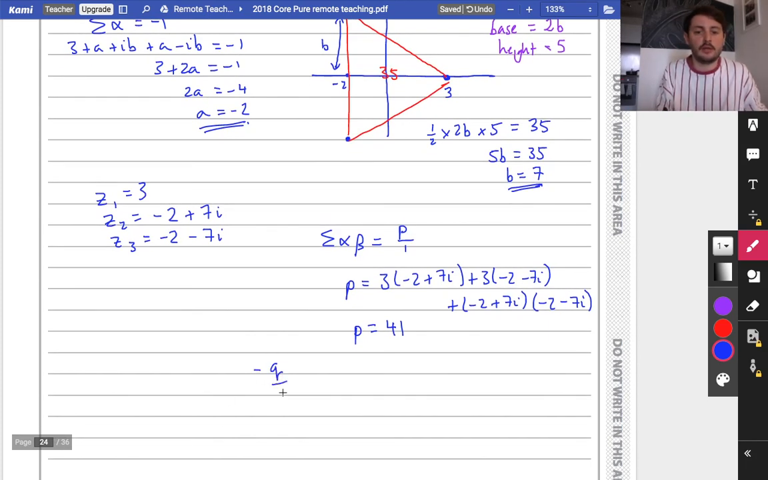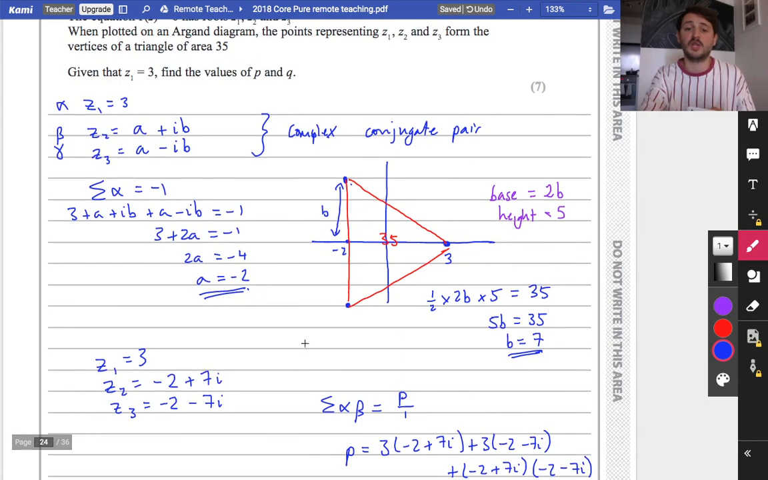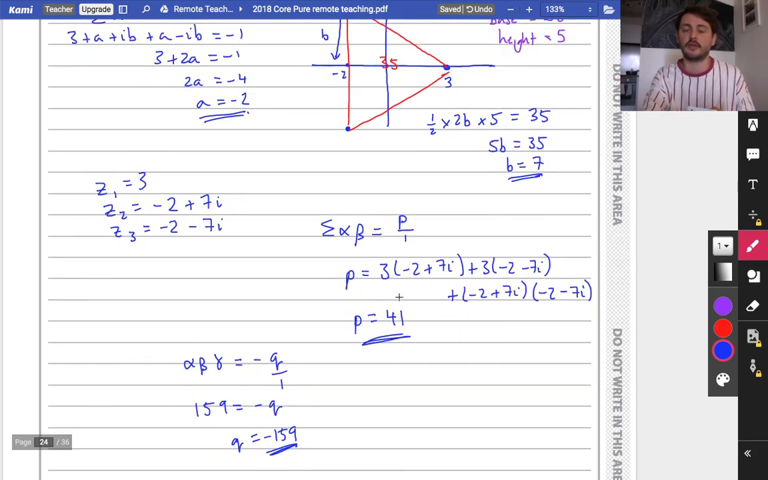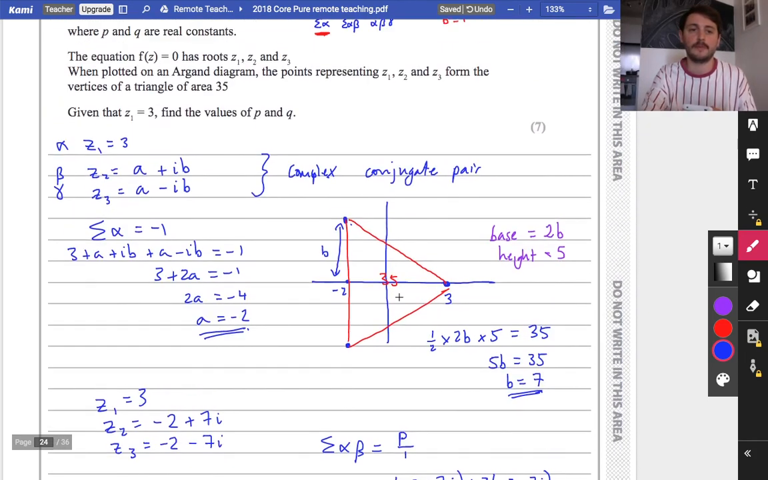So minus Q over 1 is the 3 roots being multiplied. Well, I've already got them stored, so I can just do A times B times C in my calculator. And we get 159. So 159 is equal to minus Q, so Q is equal to minus 159, and P is 41. Really, really hard question, but when you look at the page, there's not actually that much maths. There's a lot of thinking that's going on in this one.